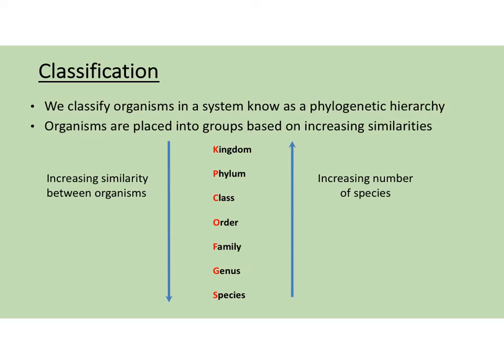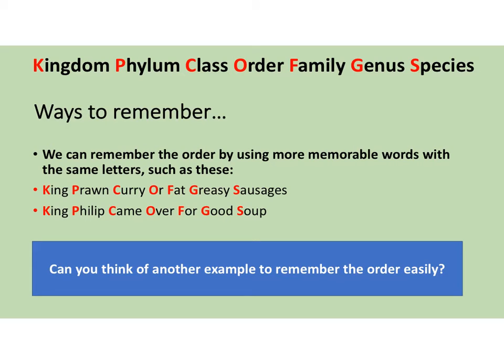And you have to remember those names and the order they're in, because as you go down the list of names, there is an increasing similarity between their organisms, and as you go up the list of names, there is an increasing number of species. So in a kingdom, there will be a lot of species in the group, but they won't be very similar. But as you go down through phylum, class, order, family, genus, and species, they get more alike as you go down each group. So it's very important that you remember this order and the names of each one.